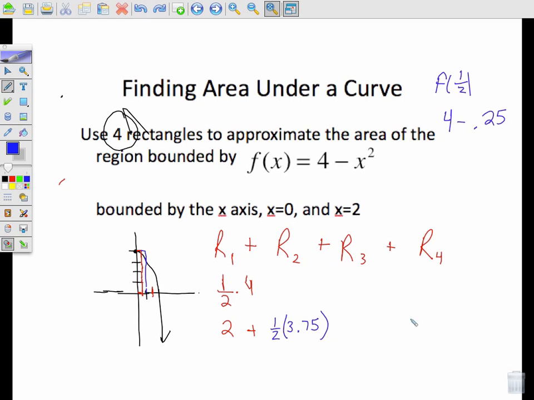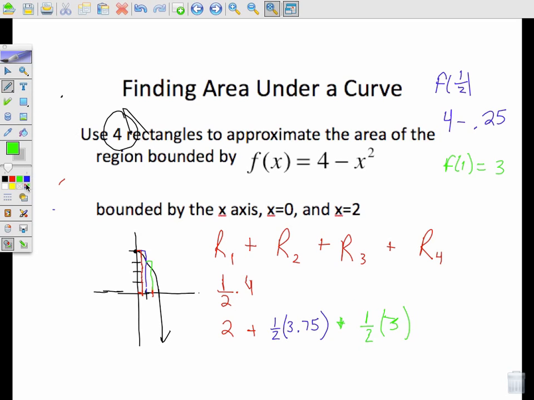All right, now rectangle number 3. Let's do this one in green. I want to find f of 1, and f of 1 is equal to 4 minus 1, which is 3. So plus, again, another half unit, 1/2 times 3.